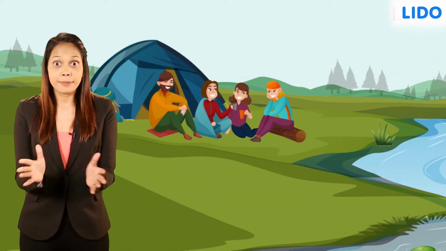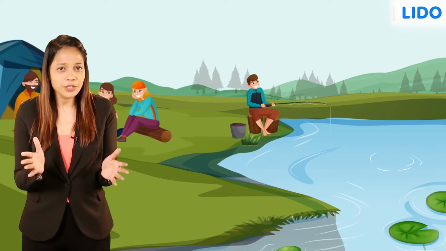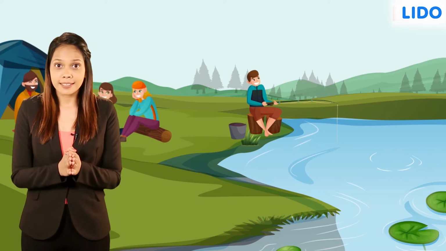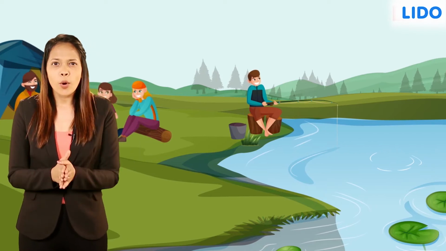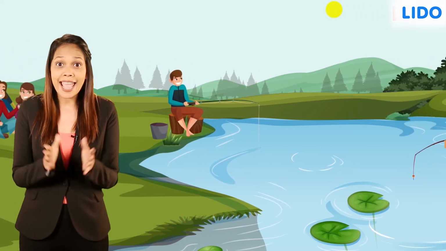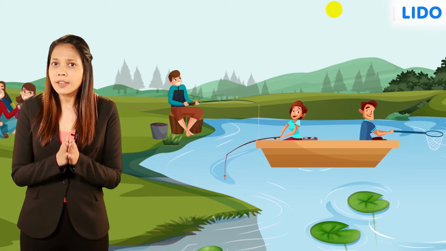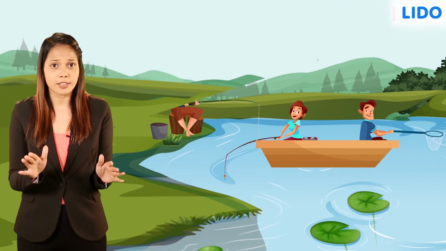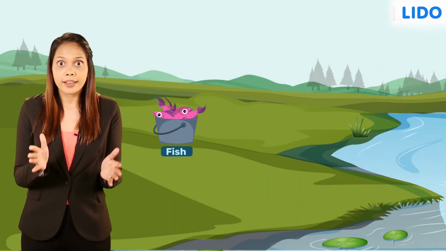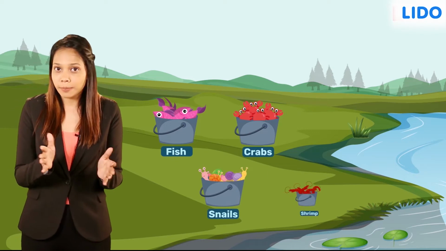Guys, last week my family and I visited a beautiful freshwater lake where we set up tents, played games and even went fishing. Besides us, there were several others who were using their fishing poles and nets to fish. To my surprise, everyone caught different kinds of creatures like fish, crabs, snails and shrimp.